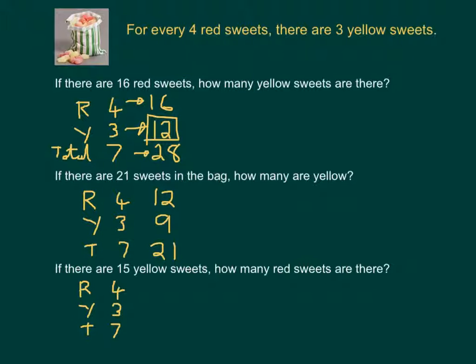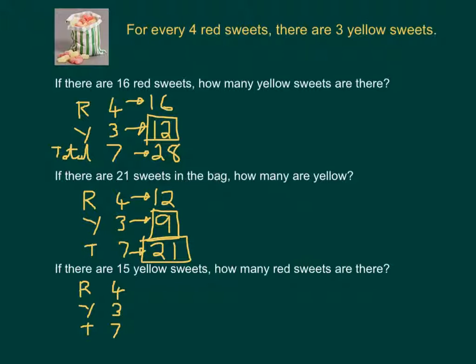So again, I've laid all the information out, red, yellow and total. So if there are a total of 21 sweets in the bag, that means there must be 3 lots of 7 sweets. So we must multiply all of these by 3. So that means that there must be 9 yellow and 12 red, the answer being 9.